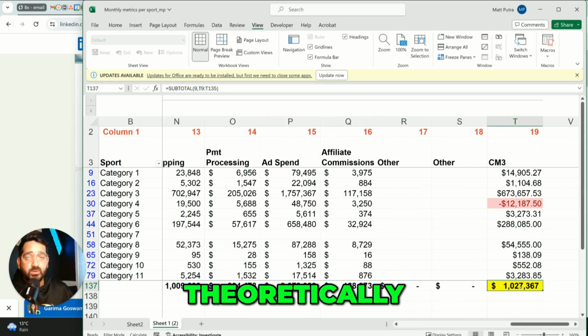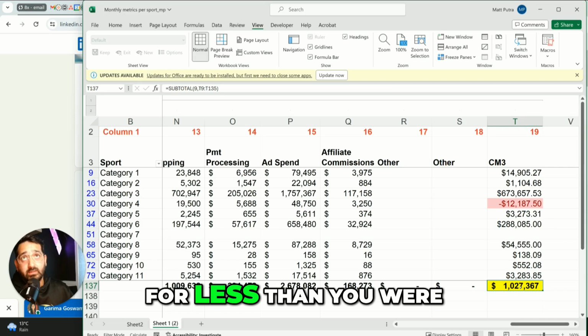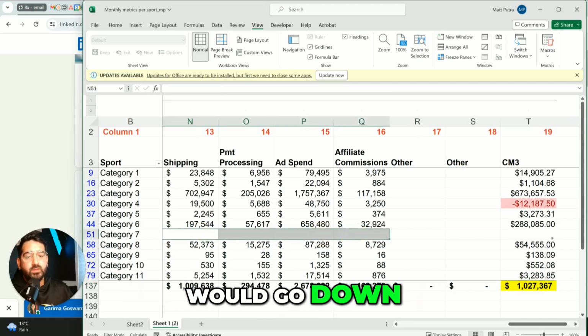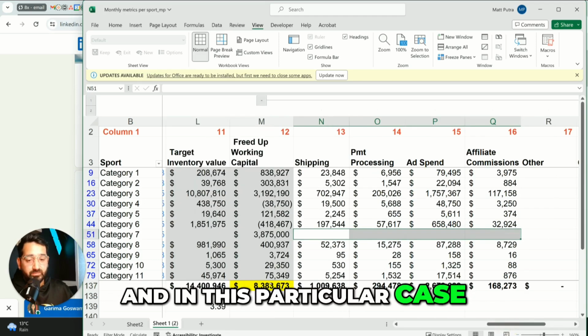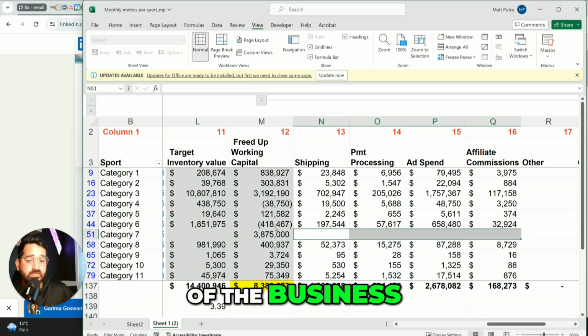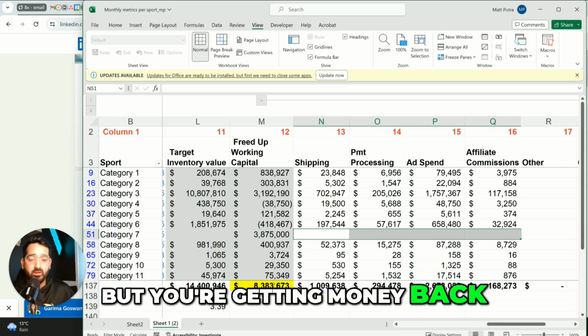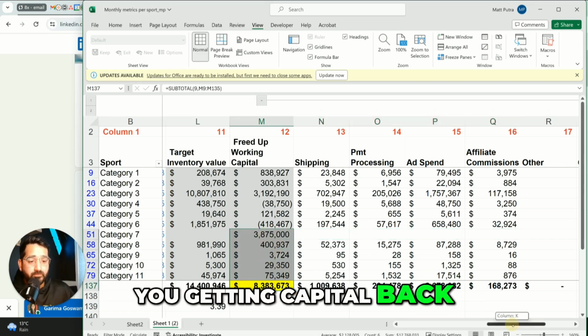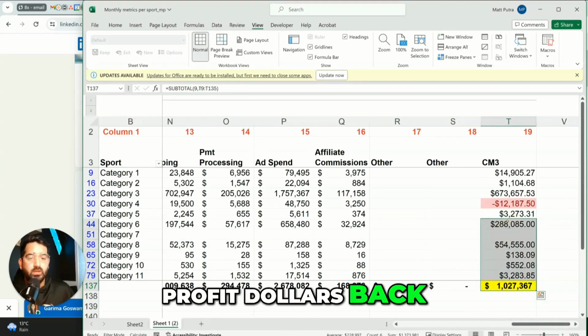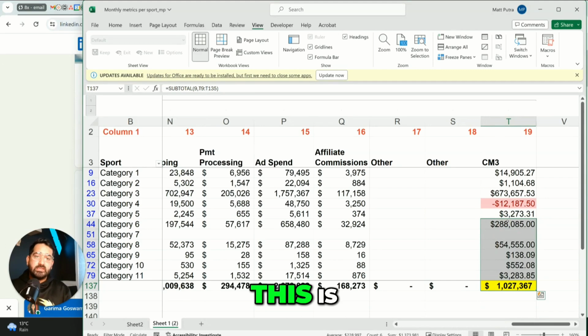Awesome. Theoretically, you could sell it for less than you were selling it before. You want to get your working capital back in your hands. And in this particular case, you could apply this against current debts, or use it to reinvest in other parts of the business, but you're getting money back. Not only are you getting capital back, you're getting profit dollars back. Awesome. So again, this is a high-level view.